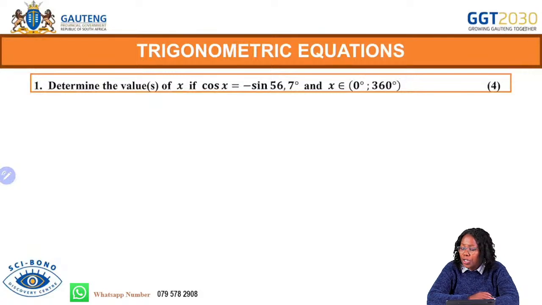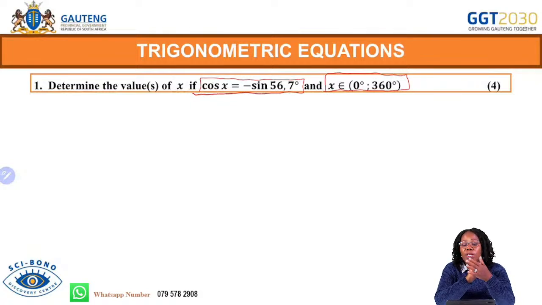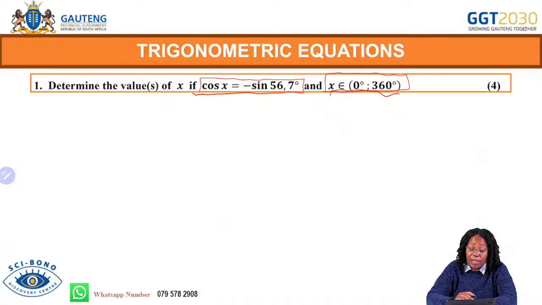Right, now with trig equations, you need to determine the value or values of x if you are given this trig ratio now. cos x is equal to minus sin 56,7, and then this x value lies between 0 and 360 degrees. That means the x value that you are calculating can be in any of the quadrants from 0 to 360 degrees. That is what this statement is telling us.